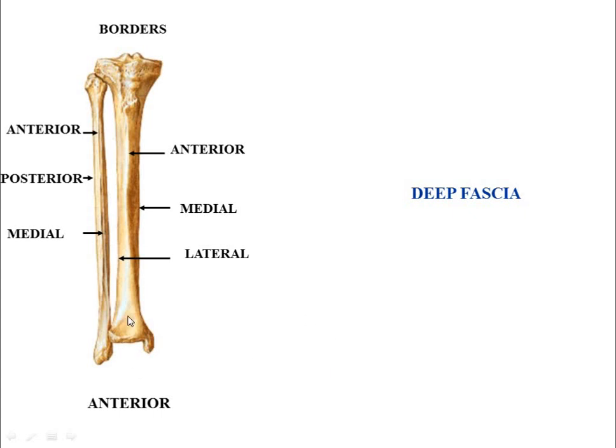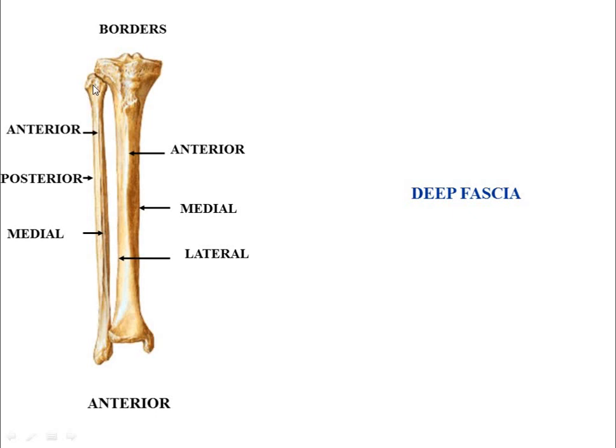If you look at these tibia and fibula, this is the anterior view of tibia and fibula, the two leg bones. This is the tibial tuberosity, which is quite palpable. These are the two condyles of the tibia, the lateral condyle and the medial condyle. This is the medial malleolus.